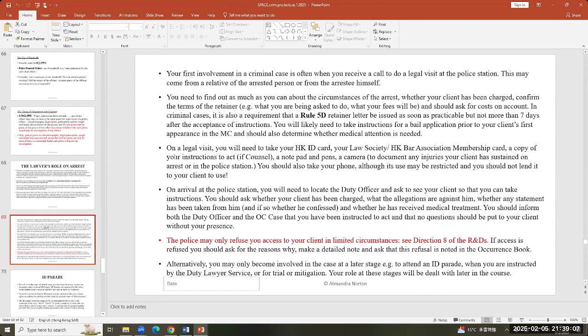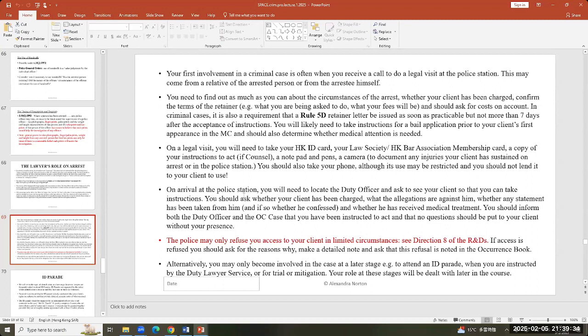So your role really depends upon the stage at which you're instructed. If you're instructed to do a legal visit, then that's usually very early on in the case. And then you're going to advise the defendant about their rights, make sure that the police know that you're their legal representative, that they shouldn't be questioning them without you present. You may need to take instructions for a bail application.